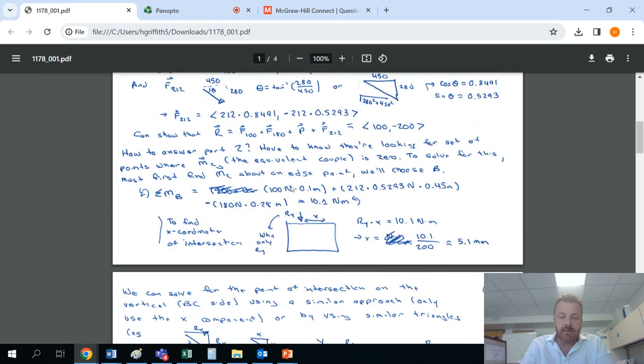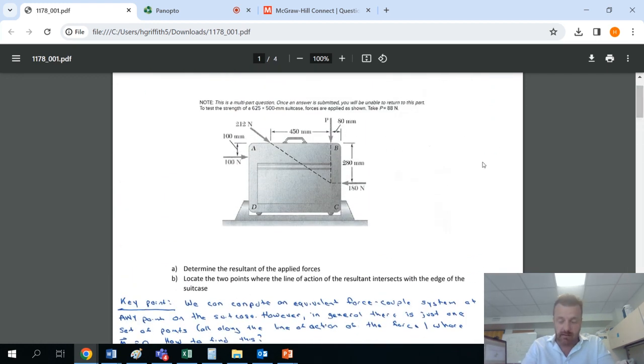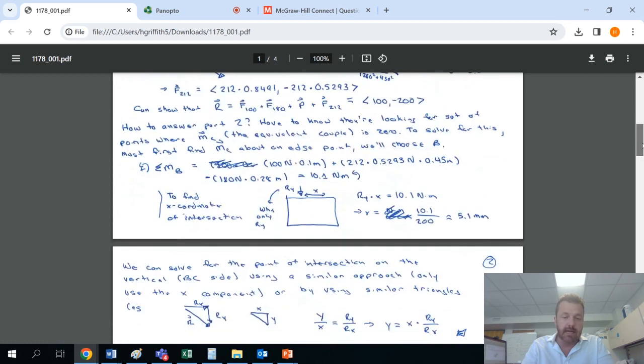So if you just sum all those together, being careful with your sign convention, counterclockwise positive convention means that, again, the 180 Newton force is going to be inducing a negative moment and the other two are positive. You can find the equivalent couple of the force couple system about B.